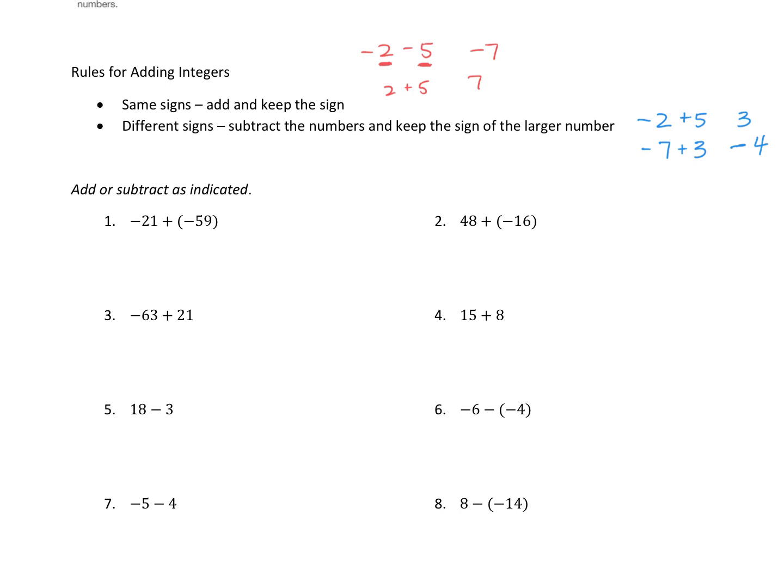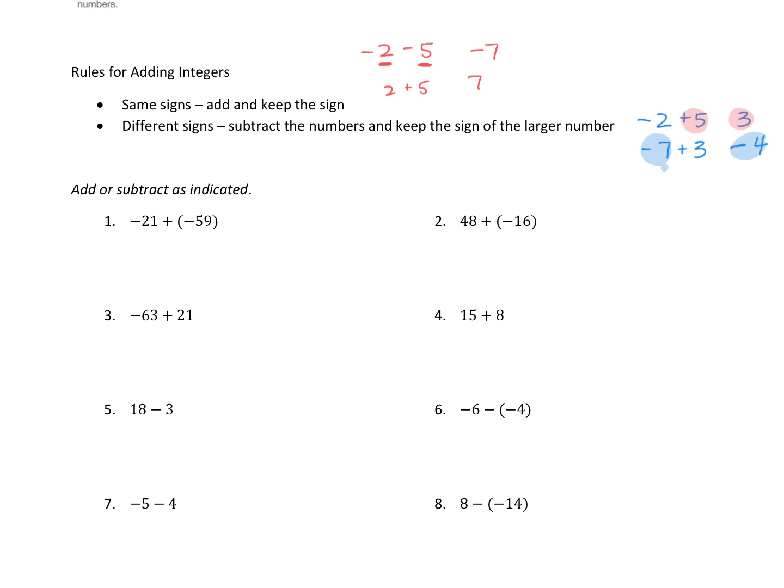Notice here that the -7, if you're just looking at the numbers and not the sign, 7 is bigger than 3. Since 7 is negative, your answer will be negative. Same for the one above. If you're just looking at the numbers 2 and 5, 5 is larger than 2. So since 5 is bigger than 2 and 5 is positive, your answer is positive. So same signs, you add the numbers and keep the sign. If it's different signs, you subtract the numbers and keep the sign of the larger number, ignoring the sign.